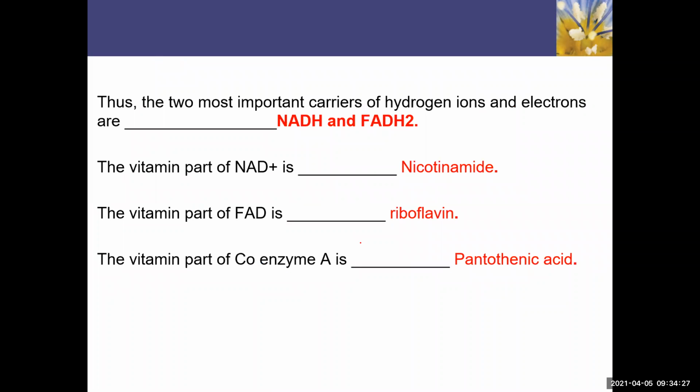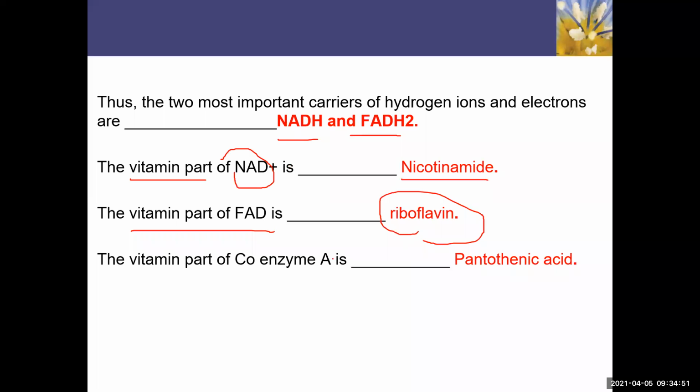The two most important carriers of hydrogen ions and electrons are NADH and FADH2, and these two are upcoming in the TCA cycle. We spoke about the vitamin part, because they're coenzymes, so they have an organic part. The vitamin part in NAD positive is nicotinamide. The vitamin part of FAD is riboflavin. And the vitamin part of coenzyme A is vitamin B6, sorry, vitamin B5, which is pantothenic acid.